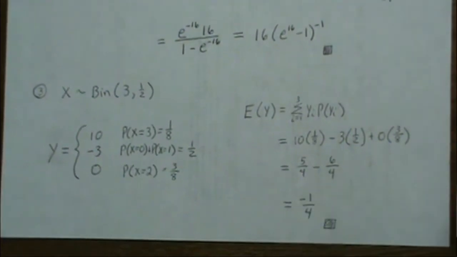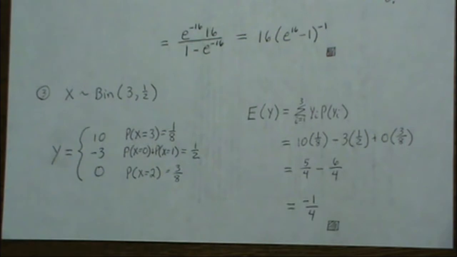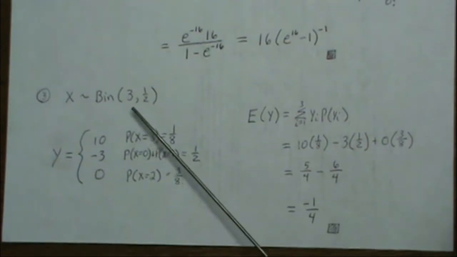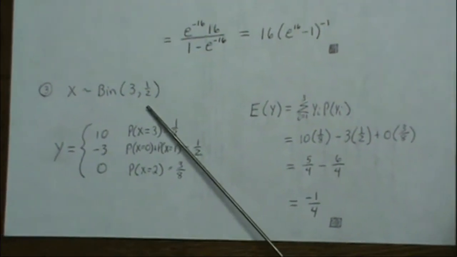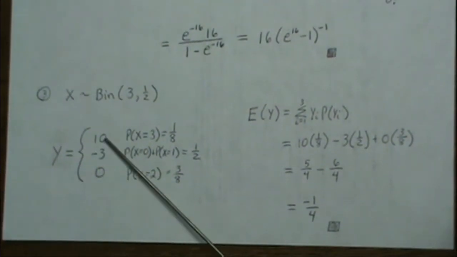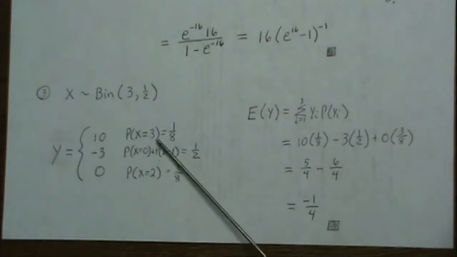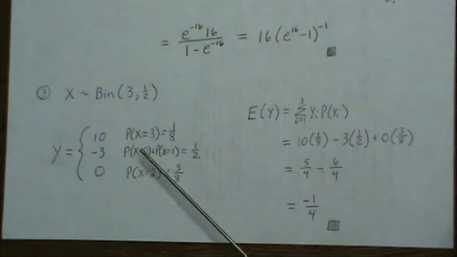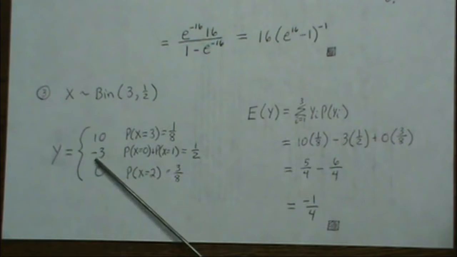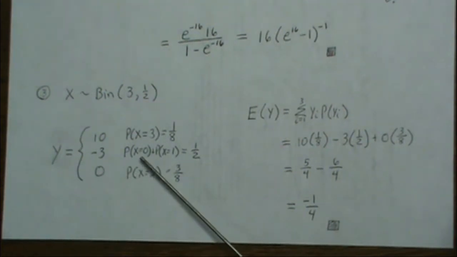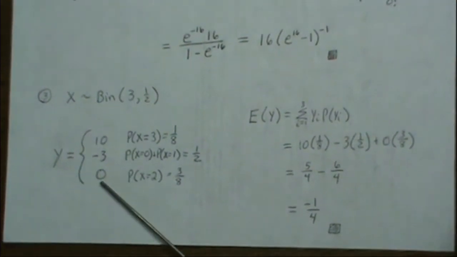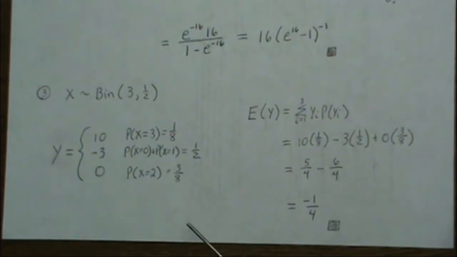So here we're given that we're flipping 3 coins. If X is that outcome, it's a binomial with n equal to 3 and probability 1/2. The outcomes of Y are: we win $10 if X is equal to 3, meaning they all come up heads, so the probability of that is 1/8. We lose $3 if it comes up 0 or 1, and the probability of that happening is 1/2. And we neither win nor lose if it's a 2, and the probability of that happening is 3/8.